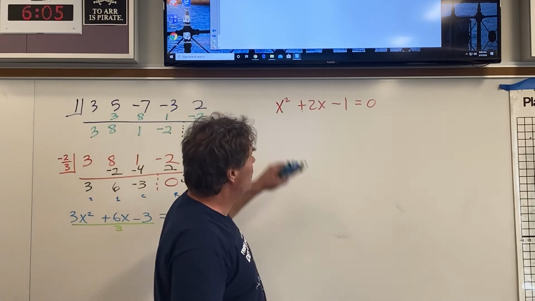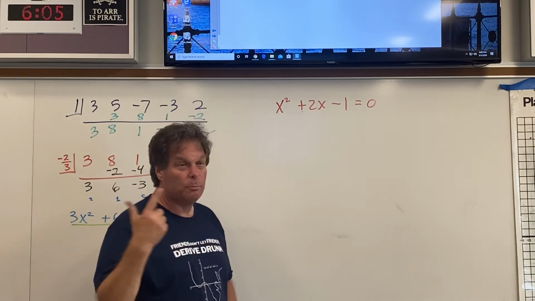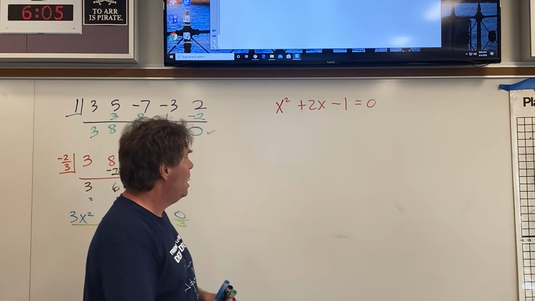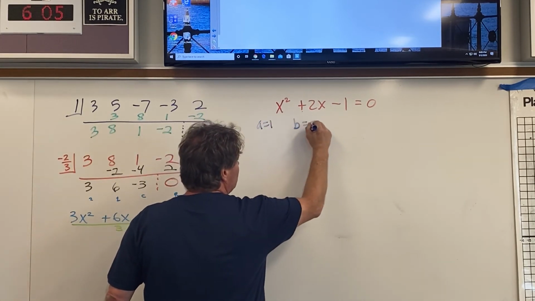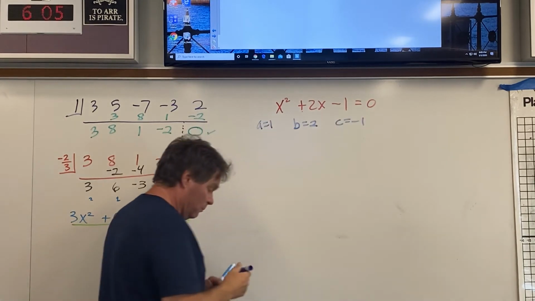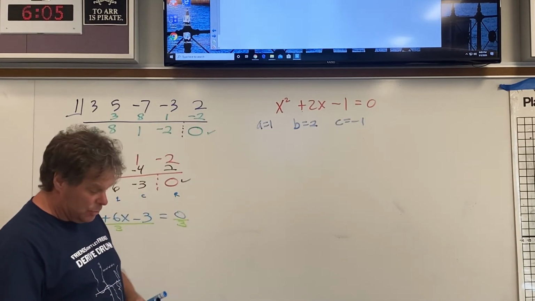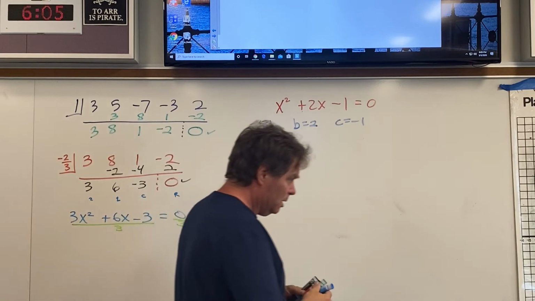So that means I'm going to have to use either completing the square or the quadratic formula. I like the quadratic formula, so that's what I'm using. A is 1, B is 2, C is -1. That's going to give me my other two roots. Okay, so here we go.